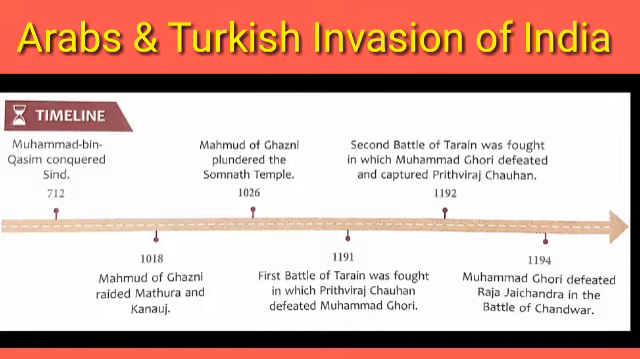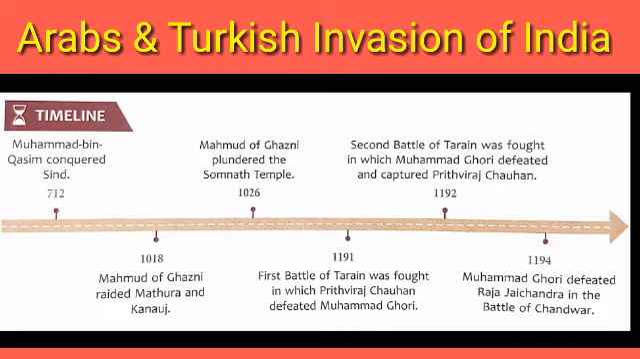Observe the timeline, children. So, in 8th century CE, India witnessed Arab invasions, children. Muhammad bin Qasim conquered Sindh in 712. The Arabs were followed by the Turks, children. Mahmud of Ghazni led the first series of invasion in 1018 and raided Mathura and Kanauj. In 1026, he plundered the Somnath temple, which is in Gujarat.